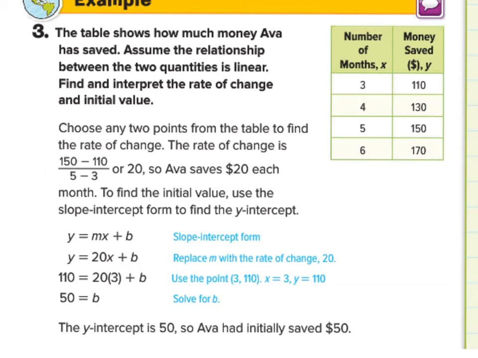Choose any 2 points on the table and find the rate of change. The rate of change is 150 minus 110. This is my y2 minus y1, x2 minus x1, or 20. We know that it's 20 each month. So Ava saves $20 each month.